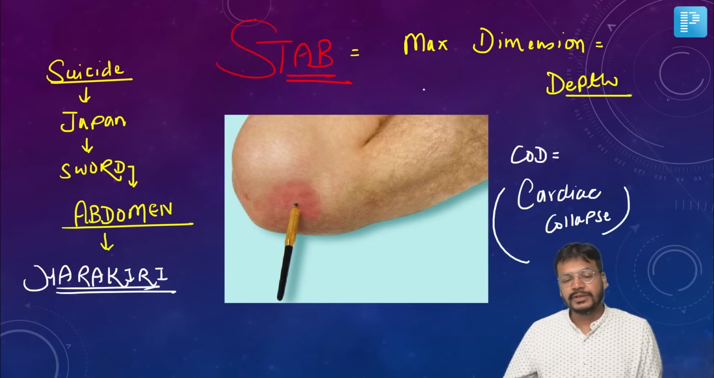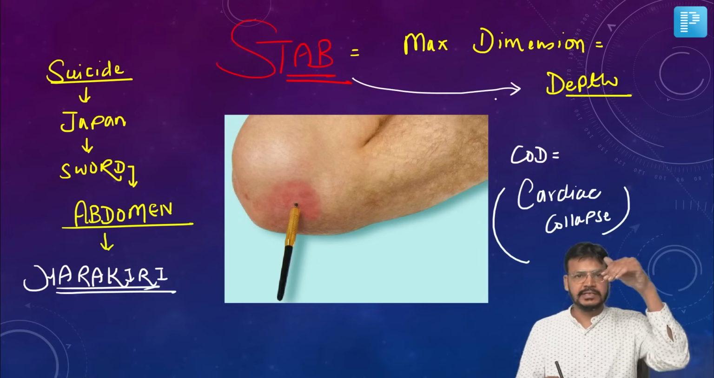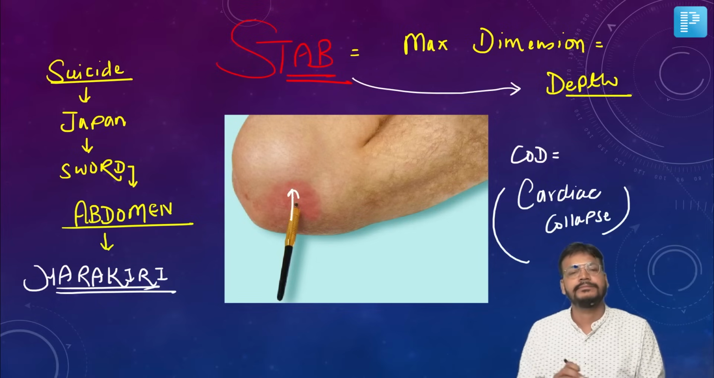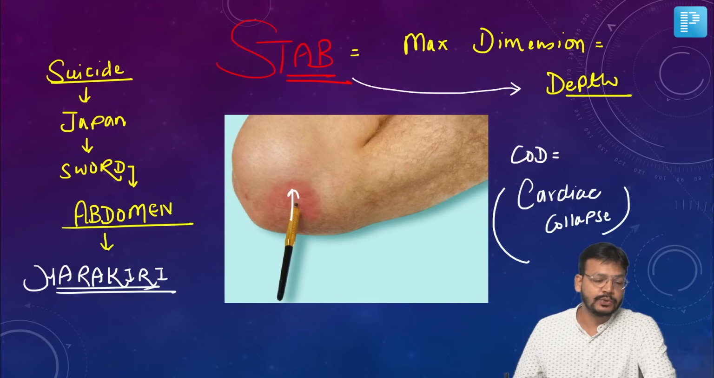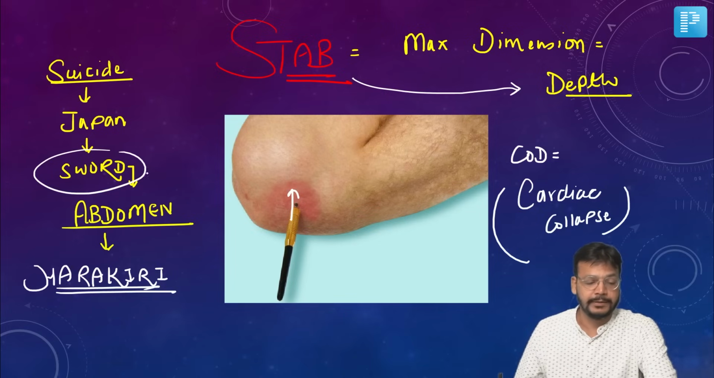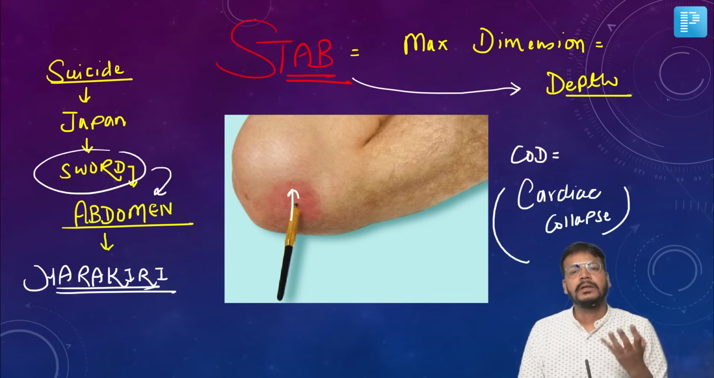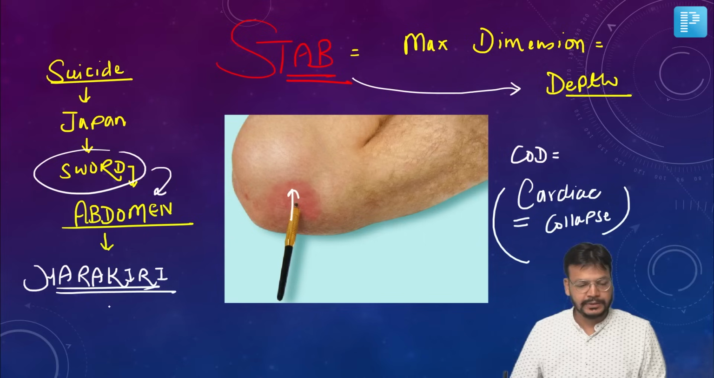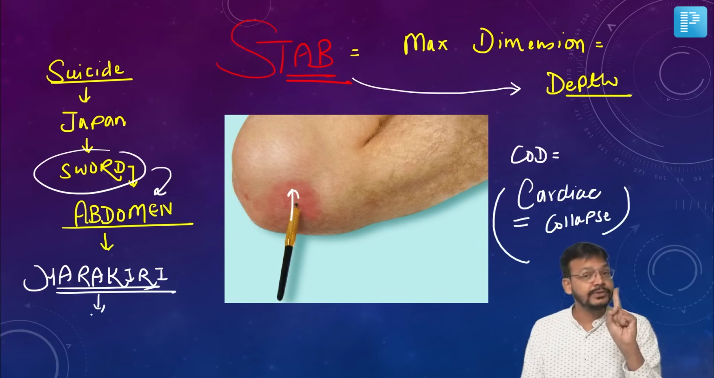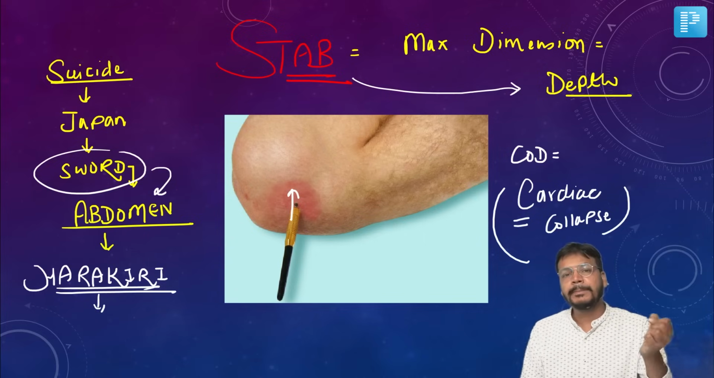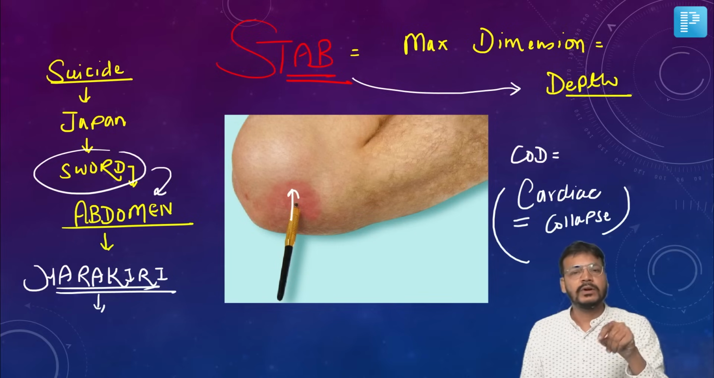Sir, the maximum dimension of a stab injury is depth, because you can see it is perpendicular. And observe, there is a suicide in Japan with a sword, the sword hitting the abdomen. The cause of death is cardiac collapse. This is known as harakiri. This question comes in exam. Where do they strike in harakiri? In the abdomen. Cause of death is cardiac arrest.